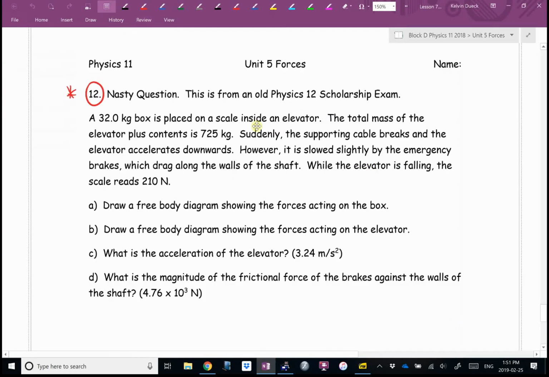This one here, this was a scholarship nasty question. And again, let me emphasize, I'm not going to ask one this tough, Kenzie. Sorry. I've been doing that again for a while. I don't know why.